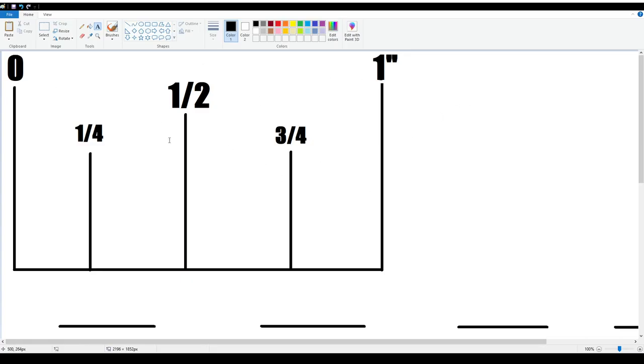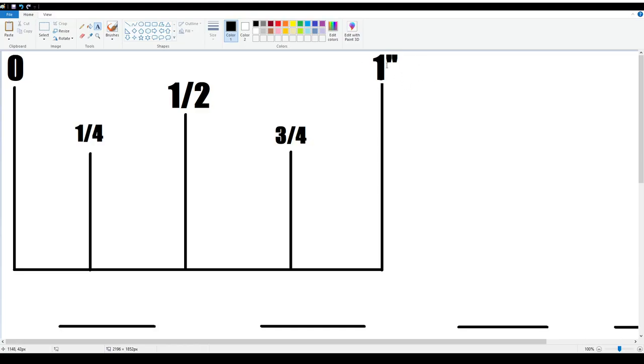Our vertical lines are slowly getting shorter as our fractions are getting smaller. Okay, we have a big old whole number 1 inch vertical line, a slightly shorter 1/2 inch line, and slightly shorter 1/4 inch lines. 1/4, 2/4, or 1/2 inch, and 3/4. And the way these tape measures are broken down, you'll notice it multiplies the number by 2.